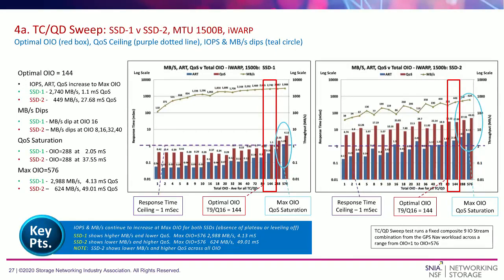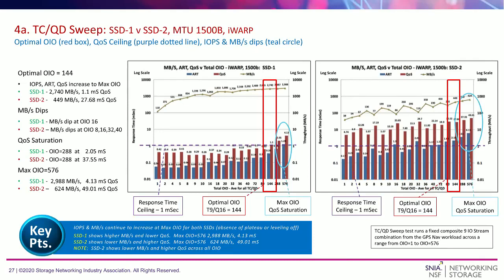Okay, the next slide we're going to look at now is looking at those demand intensity, thread count, QDEP sweeps, but here we're comparing drives. Okay, so on the left is SSD1, and the right is SSD2, and this is for iWARP at 1500 byte. So basically, one thing to note is this is log scale, and this is done so that we can see more clearly the megabytes per second and the response times not overlapping each other.